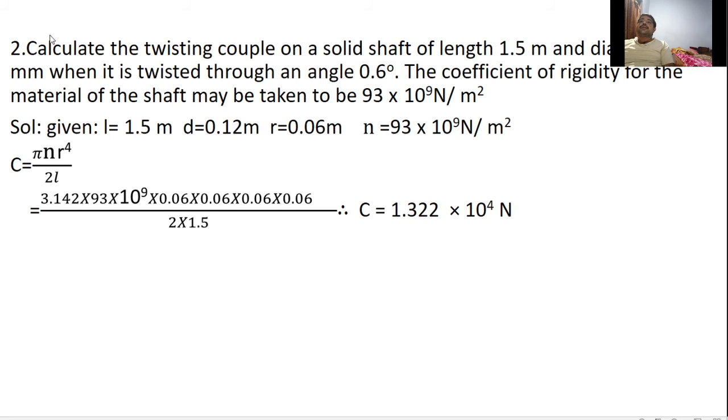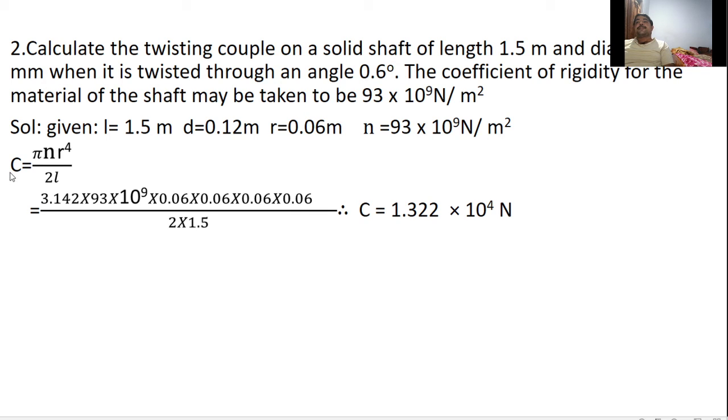So in this problem, the length of the solid shaft is given, that is L is equal to 1.5 meter, and its diameter is 120 millimeter, or it can be written as 0.12 meter. Therefore the radius becomes 0.06 meter, because r is equal to d by 2, and the rigidity modulus, eta, is equal to 93 into 10 to the power 9 Newton per meter square.